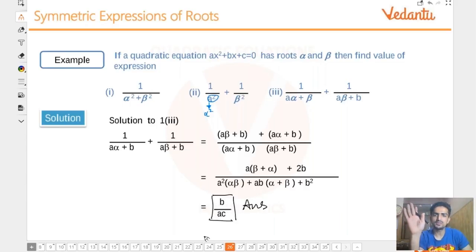Anybody having doubt, just ask frankly, beta. Very good, Rajneesh. You got both answers correctly. Very good. Both answers correct. Very good. So everybody is comfortable with such calculations, and you have already done such things in 10th class.